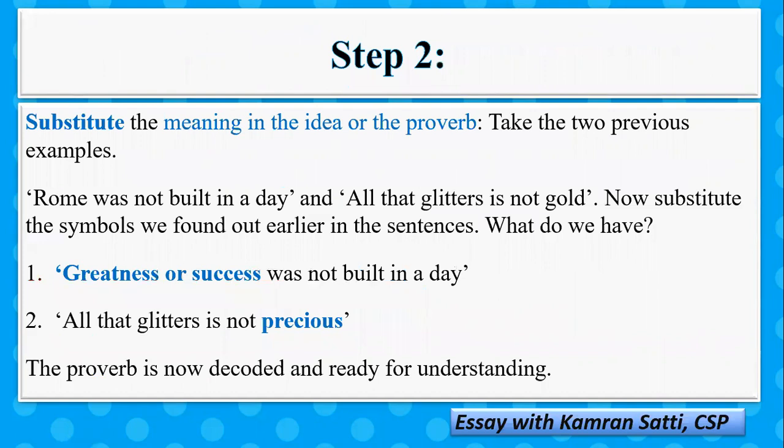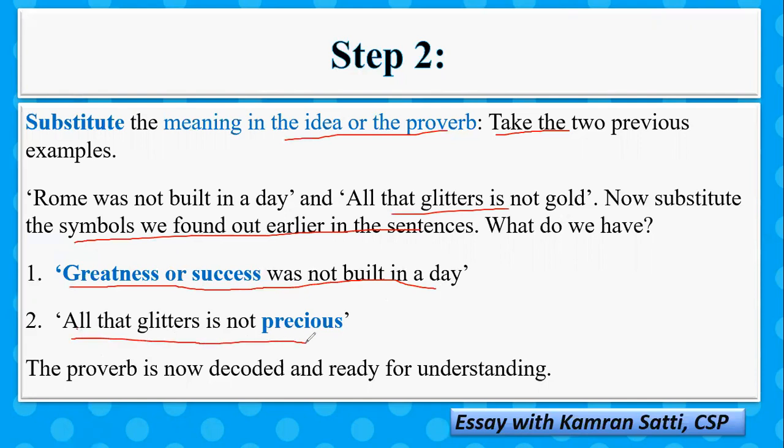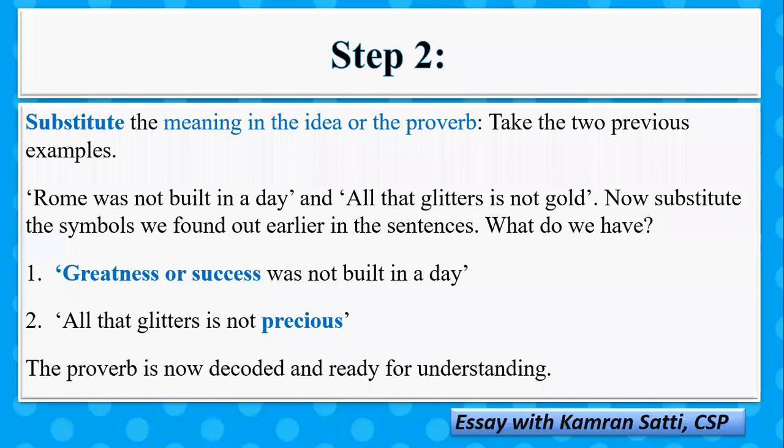the next step is to substitute the meaning in the idea or the proverb. Now in the context of the proverb, we will substitute the meaning. Take the two previous examples: Rome was not built in a day, and all that glitters is not gold. Now substitute the symbols we found earlier in the sentences. What was the symbol in the first topic? Rome. So we have substituted that with what the symbol means in real life. So greatness or success was not built in a day, and all that glitters is not precious. So we have substituted these keywords, we have effectively put them in the context of the proverb. Now we have decoded this proverb to a great extent, and now we know where we are.